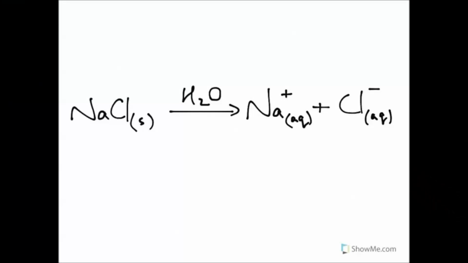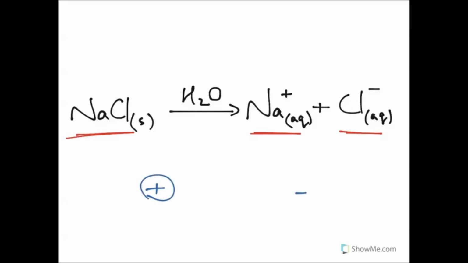When an ionic compound dissociates in water, it forms an electrolyte which is capable of conducting an electric current. This is because the ions are free to move through the solution. In this example, we have sodium chloride as our ionic compound. You note we're getting two ions out of this, the sodium ion and the chloride ion.